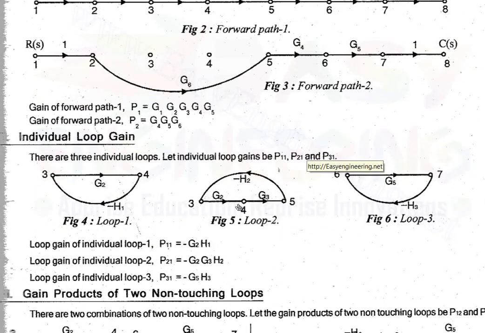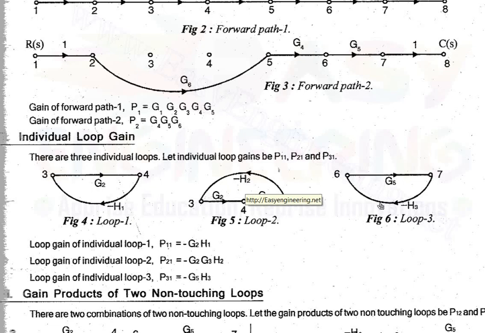The gains of the individual loops are P11, P21 and P31. P11 belongs to the first individual loop. The gains are multiplied. Here we have the feedback gain as minus H1. Therefore the gain P11 is equal to minus G2 into H1. For loop 2, the gain P21 is equal to G2 into G3 into minus H2.